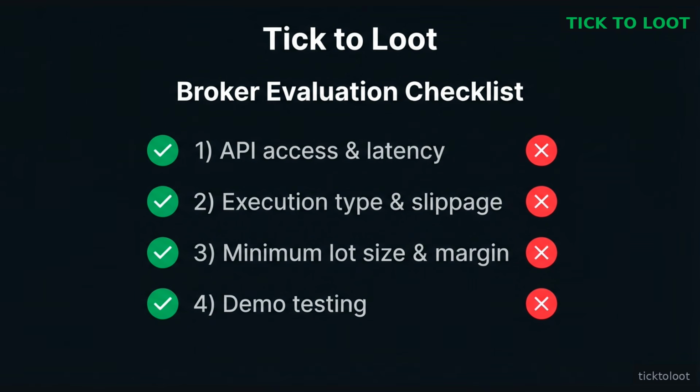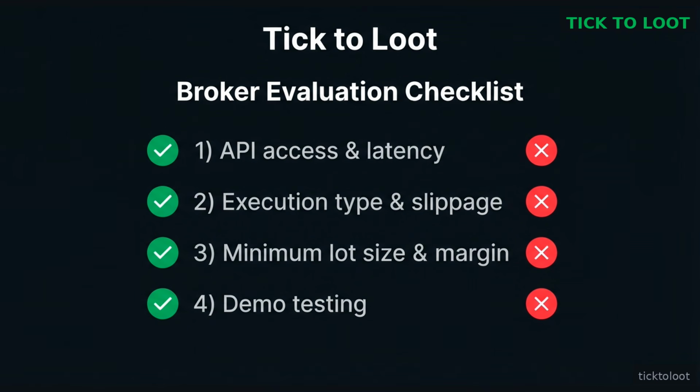Next, we broke down the 4 practical steps you need to follow. Verify that the broker offers a reliable API and measure the round-trip delay. Check the execution type, whether trades are filled instantly or with slippage, and understand the broker's policy on that slippage. Then we reviewed the minimum lot size and margin requirements, because a bot that wants to trade micro lots will fail on a platform that only allows standard lots. Finally, we emphasized the importance of testing everything on a demo account before committing real money, because a demo lets you see how the broker's order handling behaves under live market conditions without risking capital.